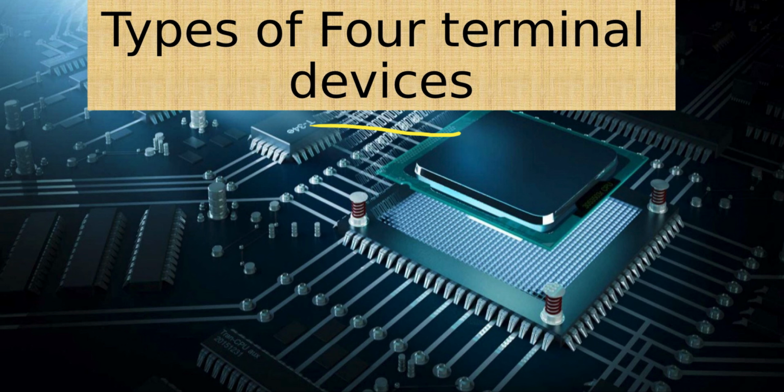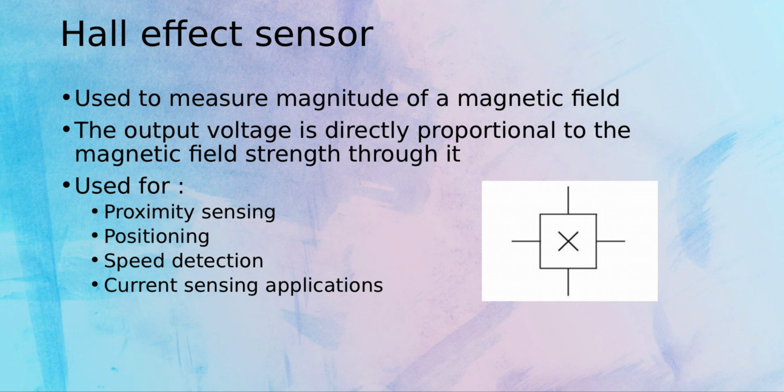In this lesson, I'm going to walk you through another type of four-terminal device called the Hall effect sensor. What does a Hall effect sensor mean? Let's break down the concept. These are devices that are used to measure the magnitude of the magnetic field. That is, we could measure the intensity of the magnetic field.